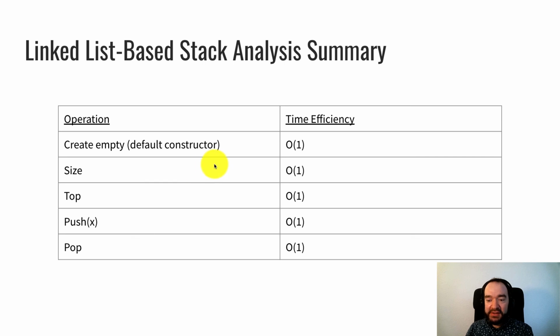To summarize, here's the analysis of the operations. You can create a linked list stack, get the size, get the top, push to the top, and pop from the top. All of those take big O of 1 constant worst case time.